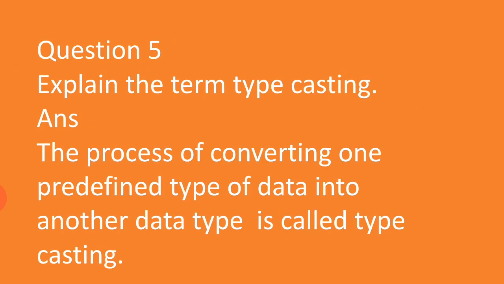After that, question number 5, explain the term typecasting. Answer: the process of converting one predefined type of data into another data type is called typecasting. It's very simple. Suppose the data is of int type, I want to make it double type. So the process which will be performed for converting one type of data to the other will be called typecasting.